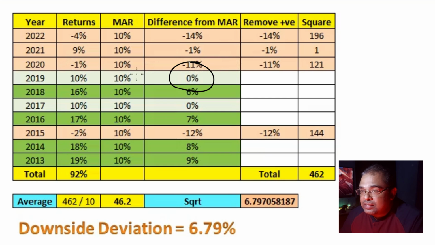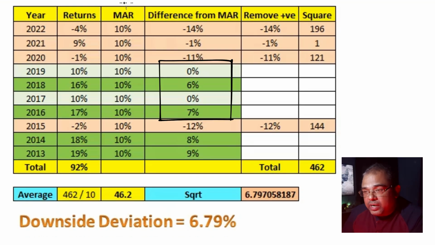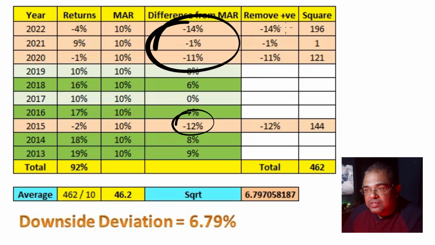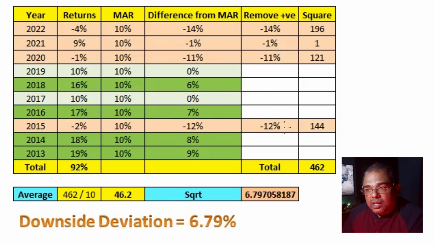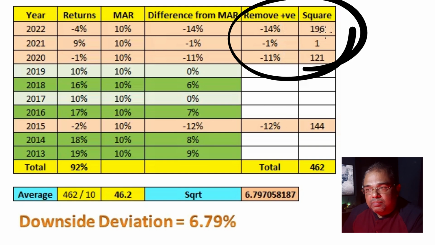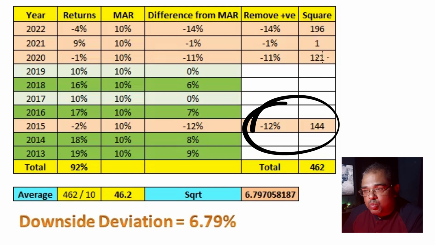So 10 minus 10 is 0, 16 minus 10 is positive 6, then again a 0, a positive 7, a -12%, positive 8, and a positive 9. So you don't take in the positive values and the 0 values, you just take in the negative values here. -14%, -1%, -11, and -12%. You square them up. That's -14 into -14, 196, 1, 11 11s, 121, 12 12, 144. Add them up, it brings up 462.